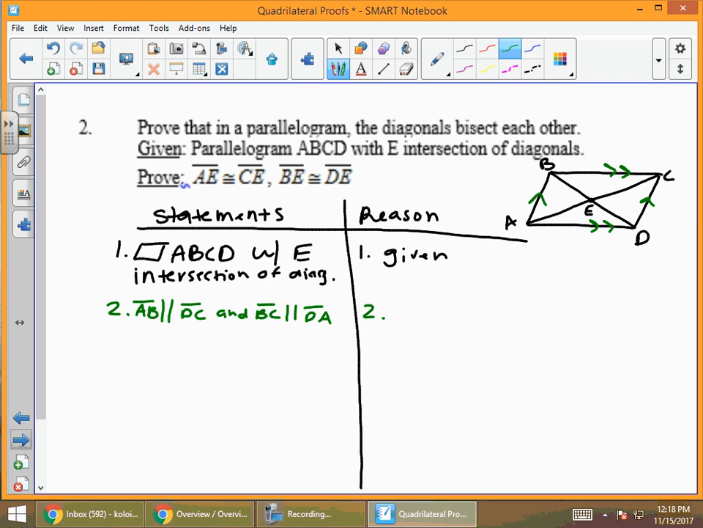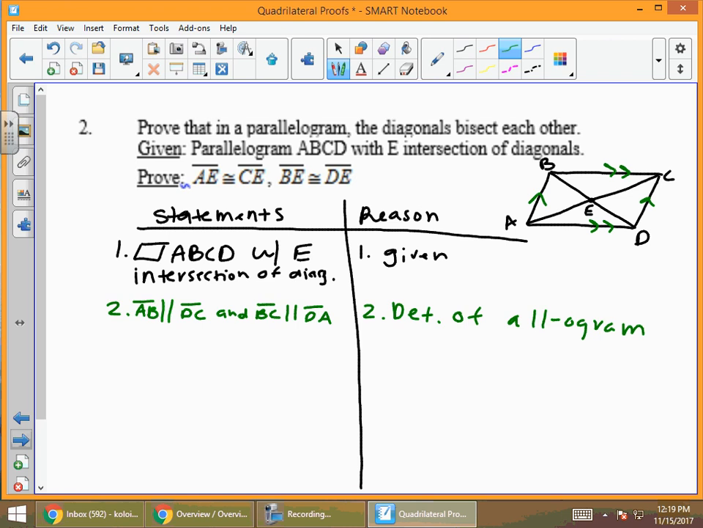in my proof. And your reason every single time when you write that, what's our reason going to be? Definition of a parallelogram. Okay. And that's telling me, I might not use it right now, but that's telling me I have parallel lines. What's going to be my reason in my proof at some point? Alternate interior angles. Okay, we're going to use that a ton.